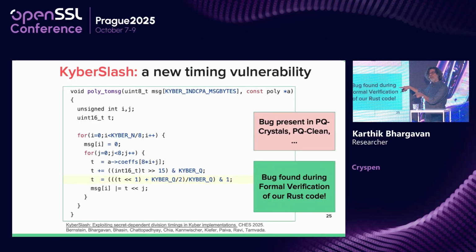And this kind of thing we found while doing a verification of our Rust implementation. So in our Rust implementation, we were analyzing it. We said, oh, there seems to be a side channel here. It's not secret independent. And we fixed it. And then we went and looked at other implementations, and we found the same issue there.